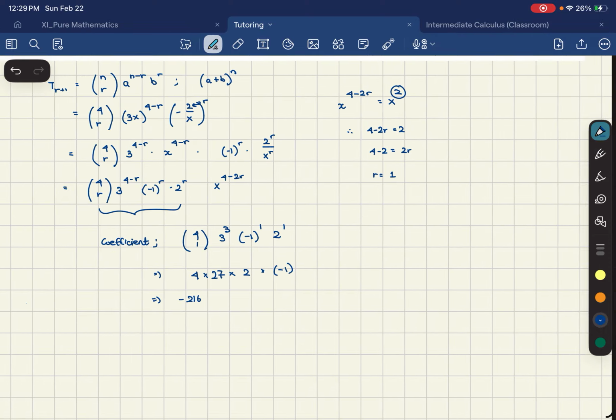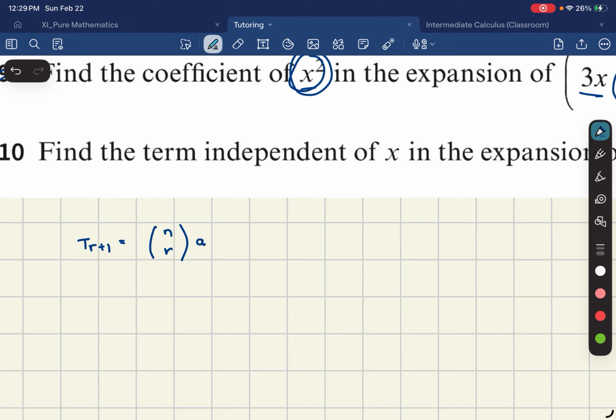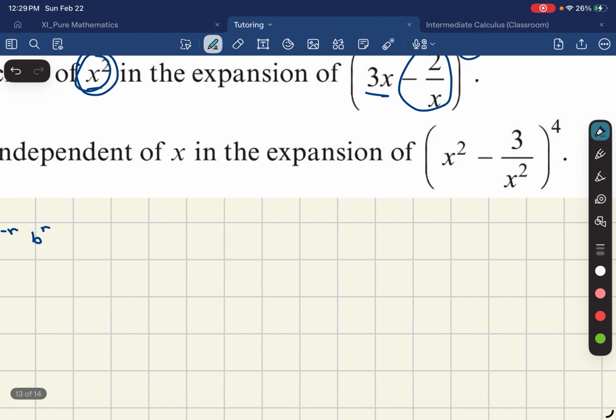Question 10, you can do it exactly in the same way. Find the term independent of x in the expansion. So you use our general formula again. The r plus 1th term, or you can use the rth term, depending on how you bound your r, is given by nCr. I prefer using this. a to the power n minus r, b to the power r. So what is our r?